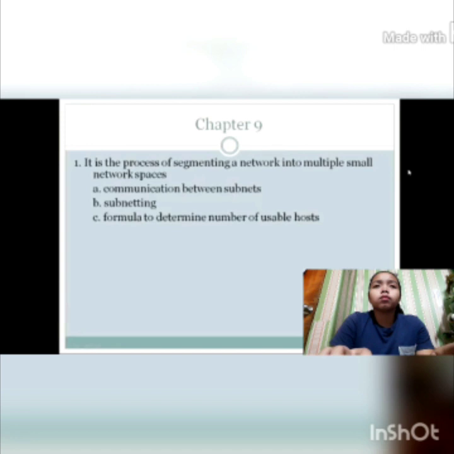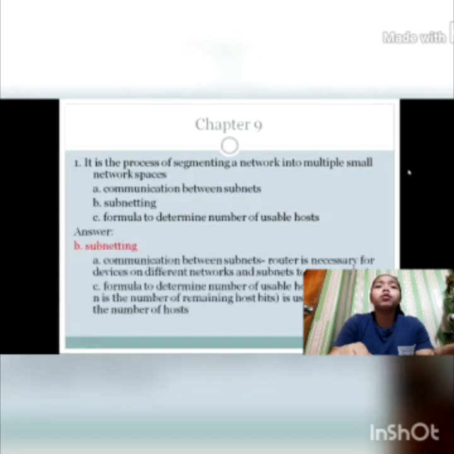Let's proceed to Chapter 9. It is the process of segmenting a network into multiple small network spaces. Letter A, communication between subnets. B, subnetting. C, formula that determines number of usable hosts.